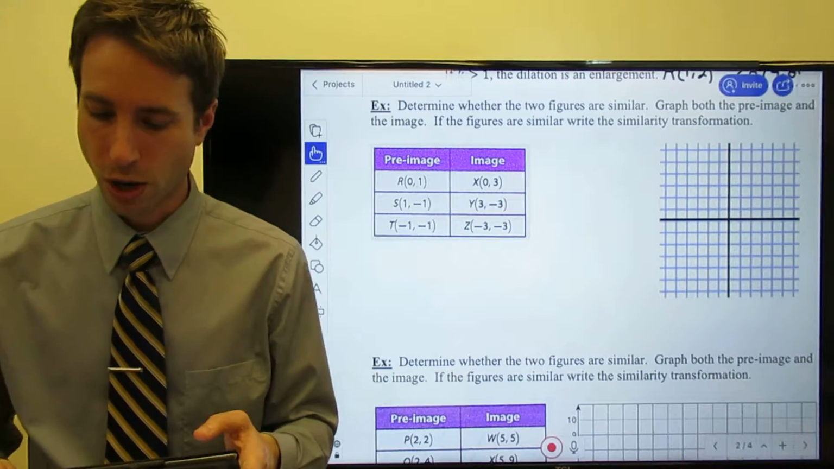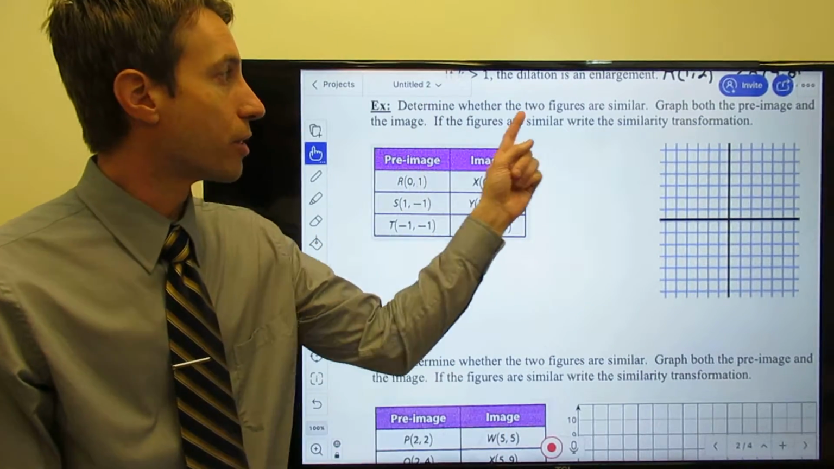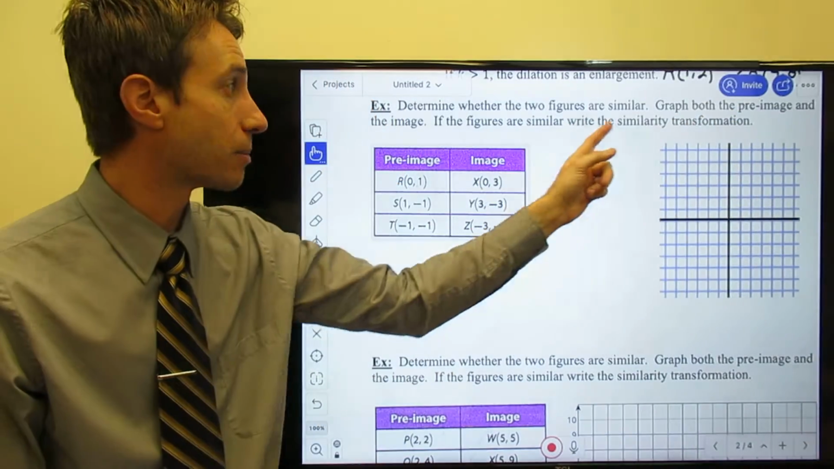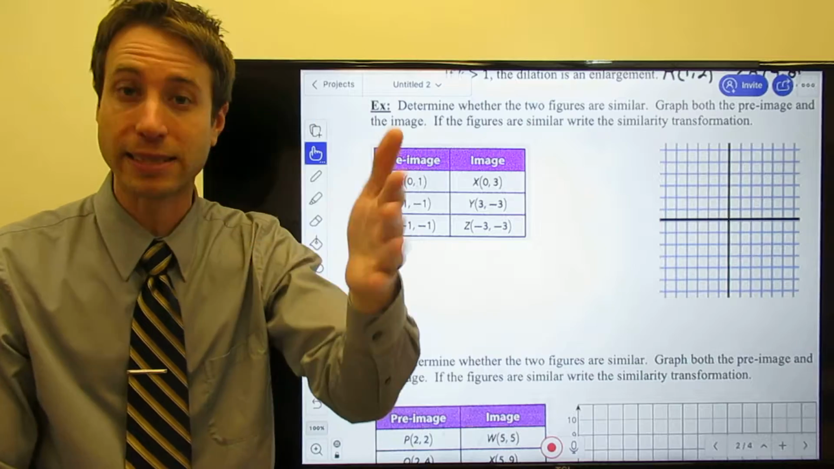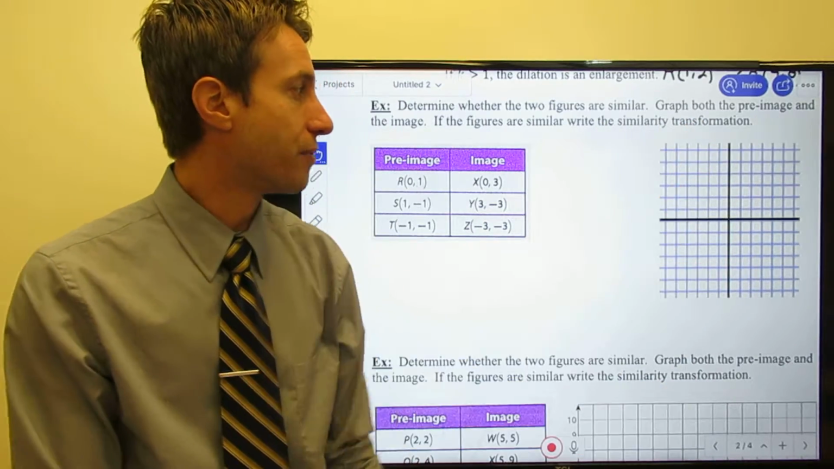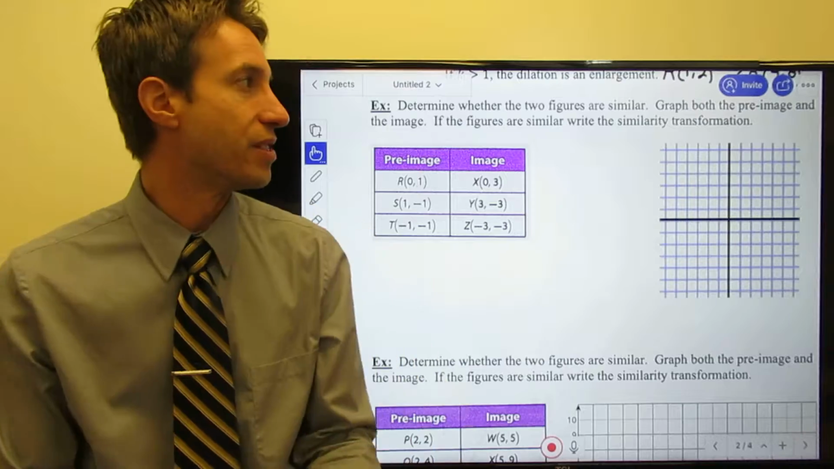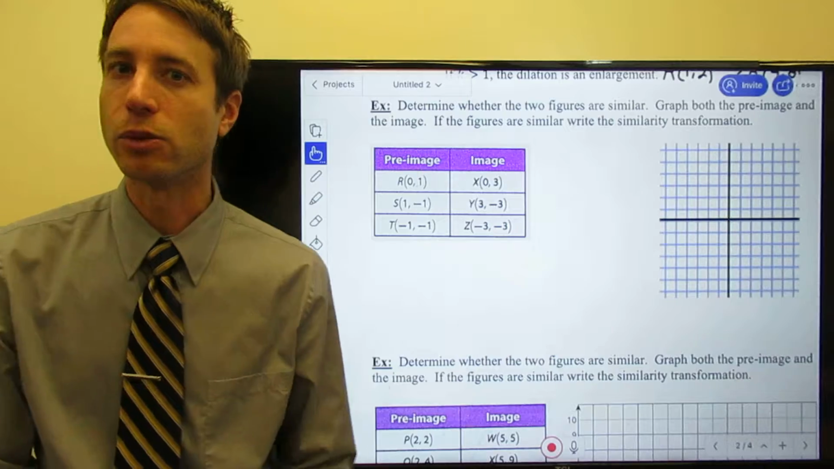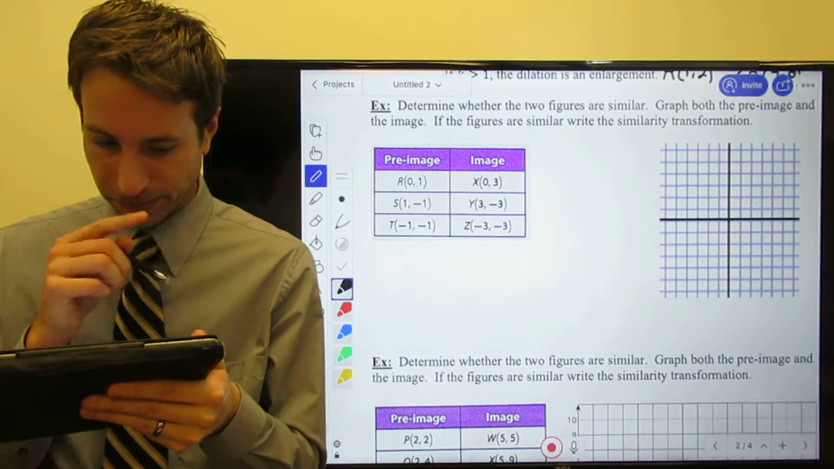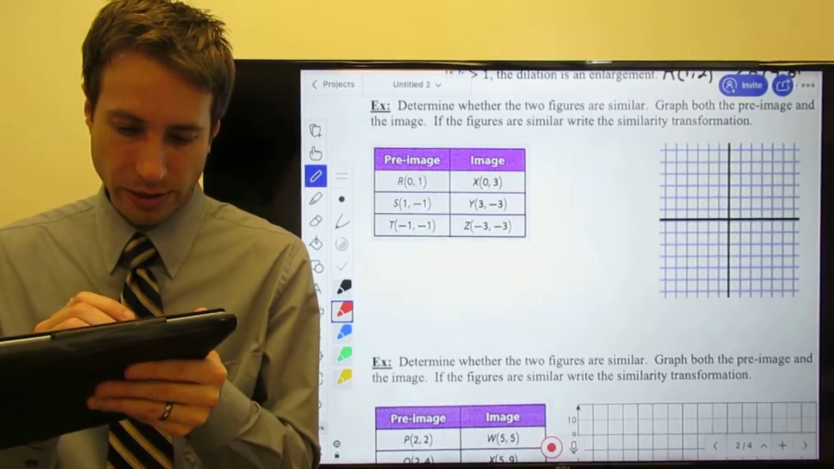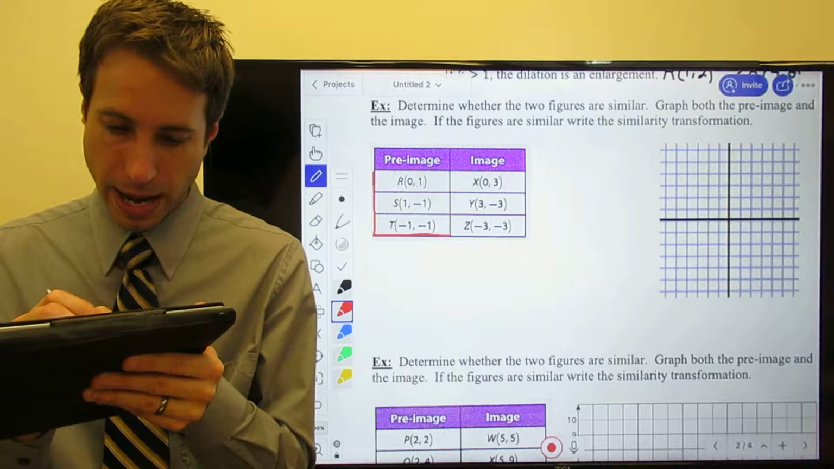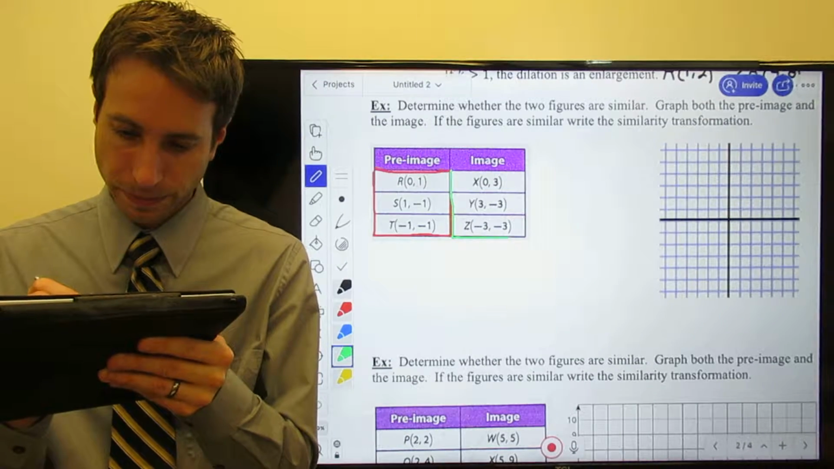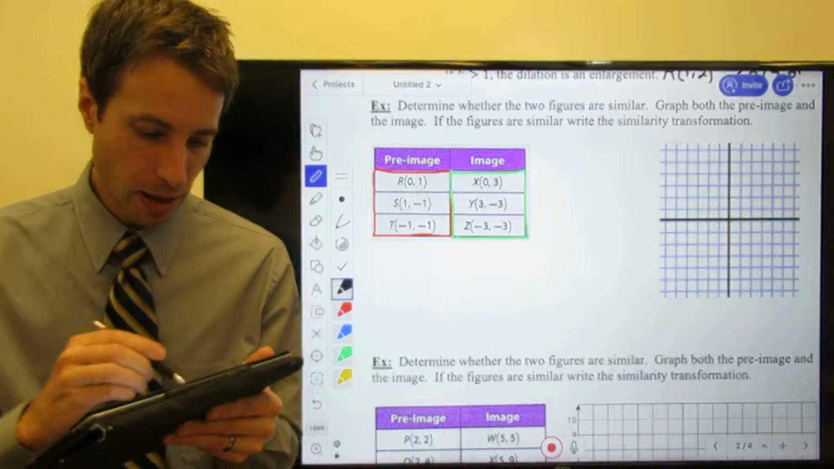Here we go. Let's do one together. I want you to determine whether the two figures are similar. Graph both the pre-image and the image. If the figures are similar, then you are going to write the similarity transformation. So this is, well, here you go. You'll see in a second. Pre-image, image, all you have to do is plot the points. Very, very simple. Actually, here, let me do them in two different colors. I will do the pre-image in red and the image in green. All right, here we go.